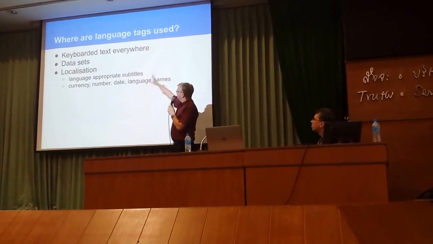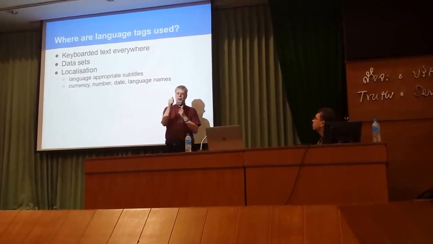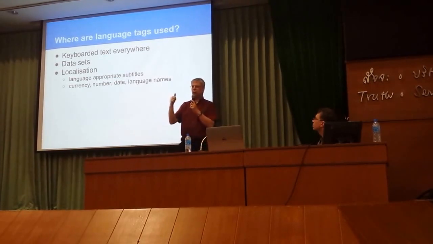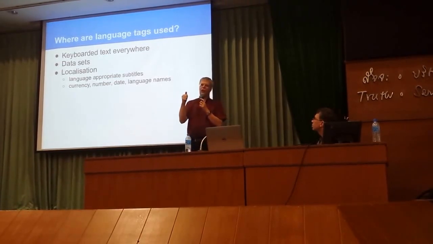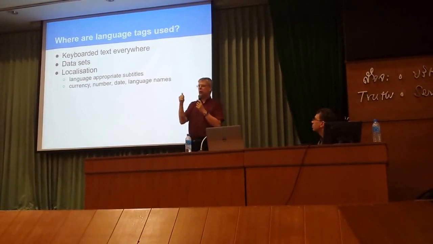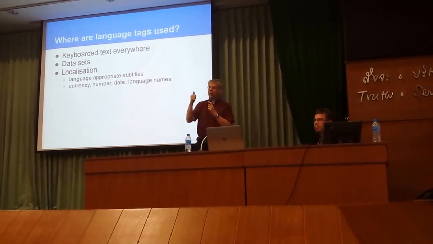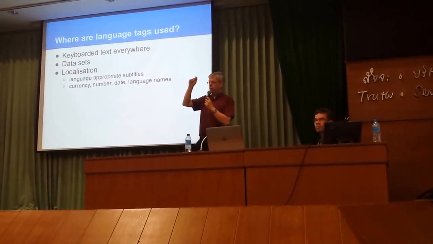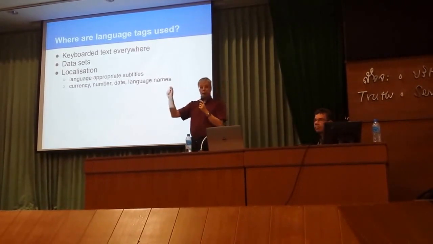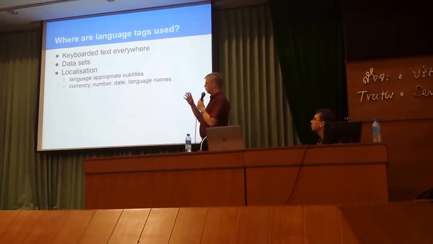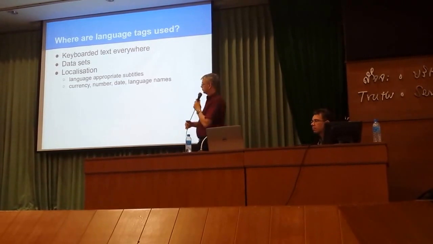Here we go. So, where are language tags used? Well, pretty much any time you type something in with a keyboard on a modern computer, they are tagging that text according to the keyboard that you use. So they're putting a language tag in there, even if it's a complete lie. So when you go in your word processor and select language, you're setting a language tag. When you select a keyboard on your computer, language tag. Even on Android, language tag.